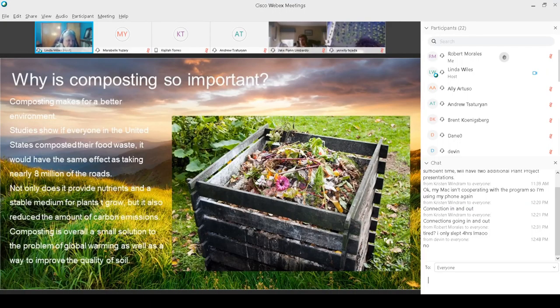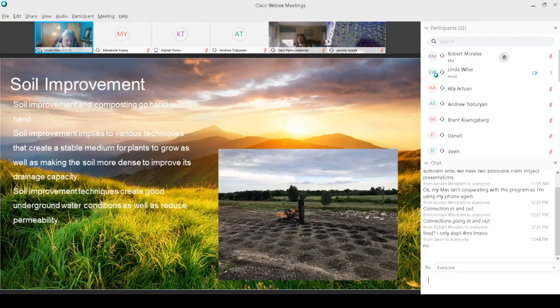So why is it important? If everyone in the U.S. composted just their food waste, not including their yard waste as well, it would have the same effect as taking nearly 8 million cars off the road. So again, it does provide some nutrients, but that's not the reason for using compost. The reason for using compost is for the organic matter that it adds and the greater nutrient availability it creates.